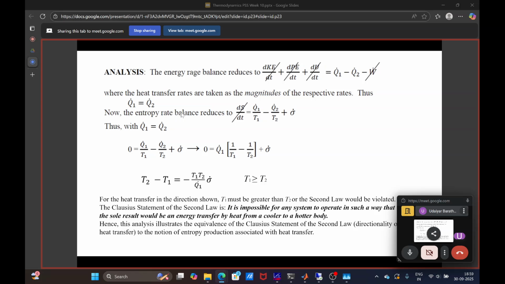So what we get is dS/dt equals the integral of δQ by T plus sigma, the entropy generated. So the change in entropy of the system with respect to time is 0. So this is 0 equals the integral of δQ by T. There is Q1 which is coming in and Q2 which is going out. So we have Q1 by T1 minus Q2 by T2 plus sigma, which is the entropy generated.